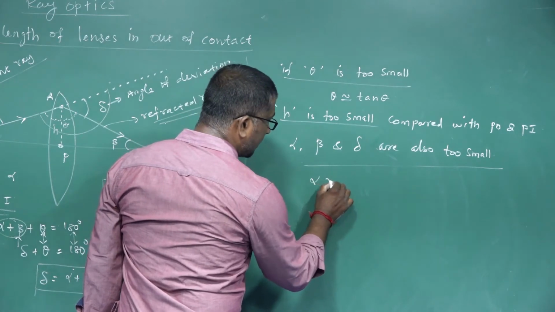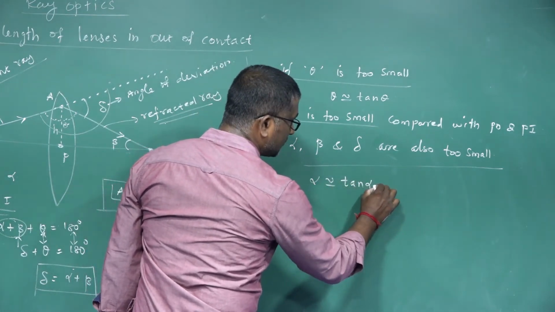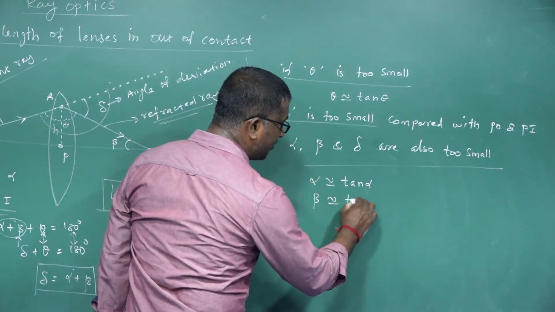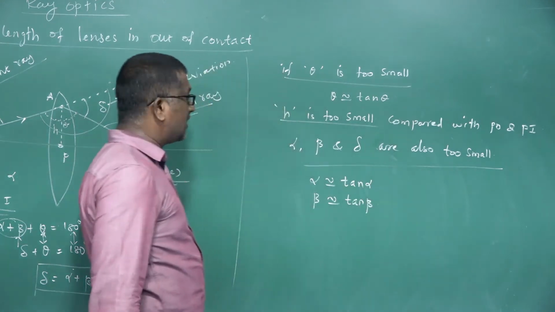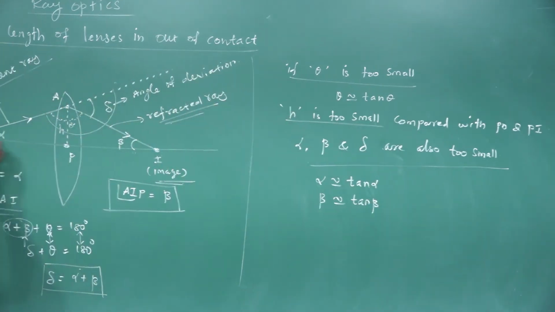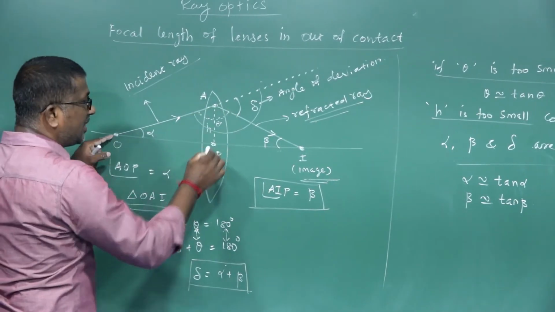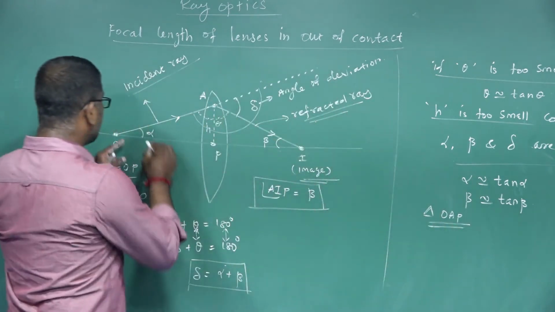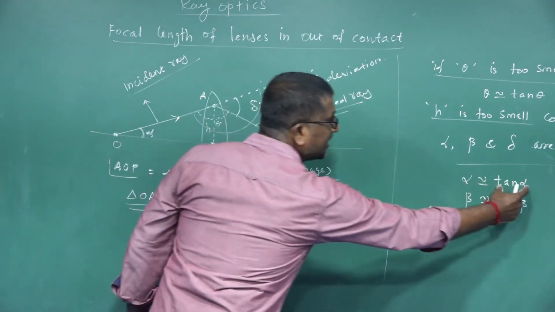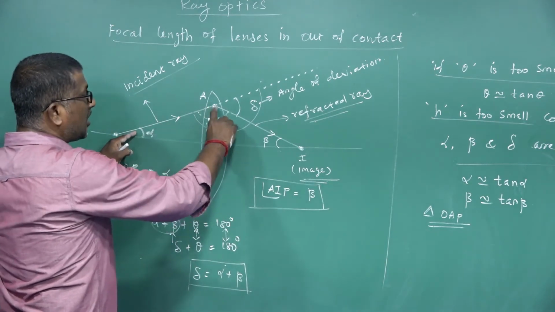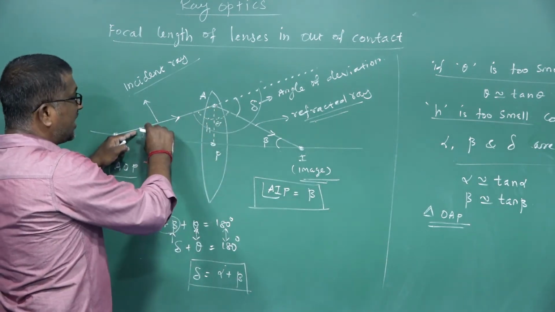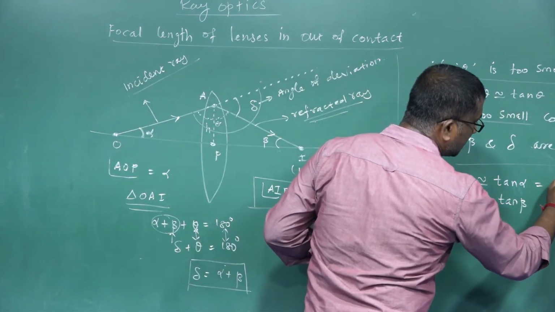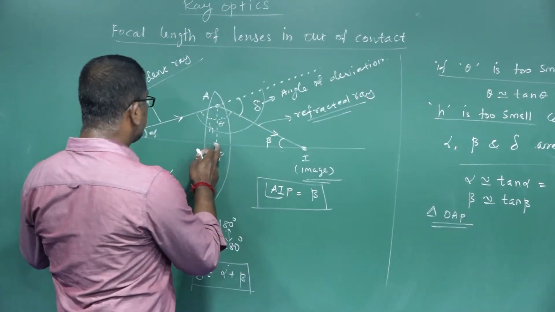Here alpha, beta and del are also too small. So alpha can be taken as tan alpha. Similarly, beta can be taken as tan beta. Here consider this right angle triangle OAP. From the triangle OAP, this angle is alpha. We need tan alpha. Tan is nothing but opposite side by adjacent side. Here tan alpha is equal to opposite side PA divided by adjacent side PO.